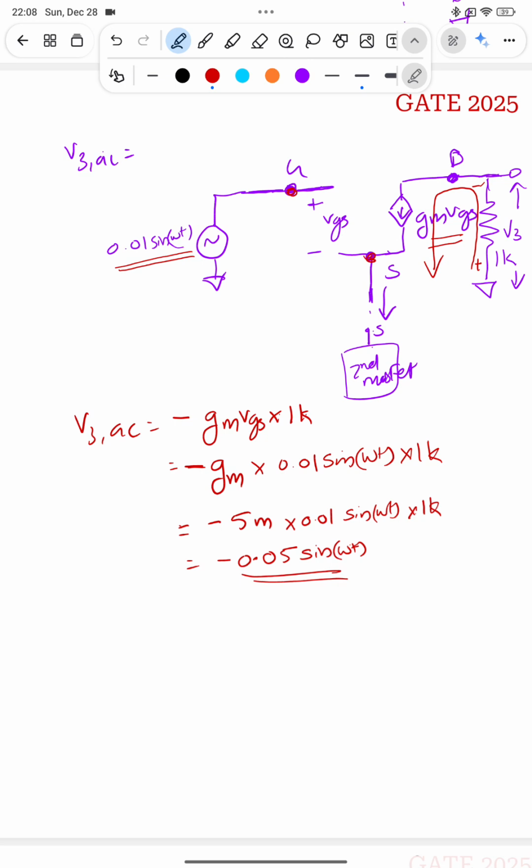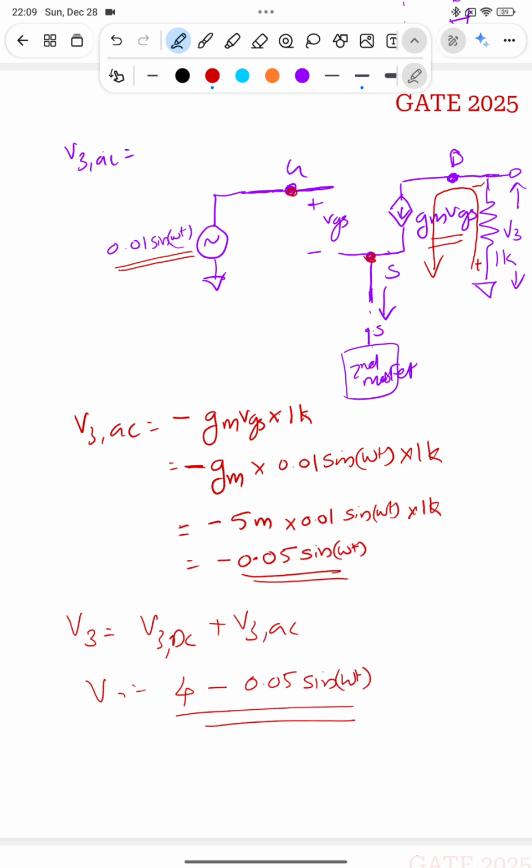Fine. So what is V3? So this is the AC voltage, V3 AC. So effectively V3 will be equal to V3 DC plus V3 AC. If I substitute it, V3 DC is 4 volt, minus 0.05 sin omega t. So this is the AC voltage, so net V3 will be equal to this much.